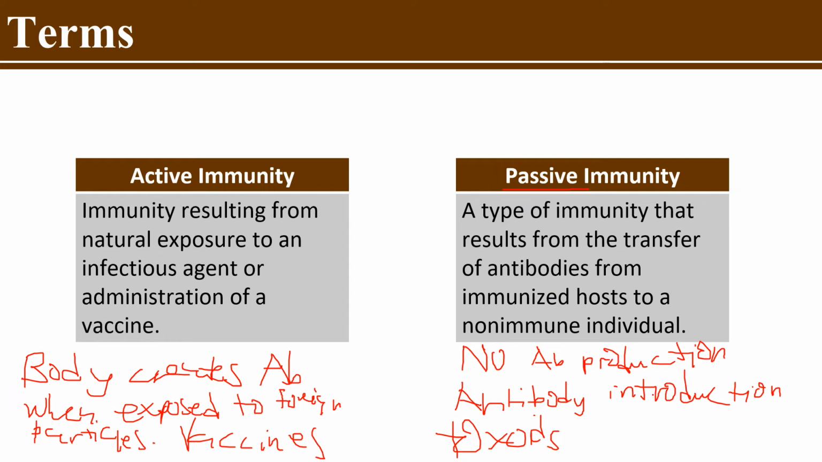Again, passive immunity basically from the word passive. There is no action. There is no antibody production. Instead, antibody is introduced from another source outside of the body.